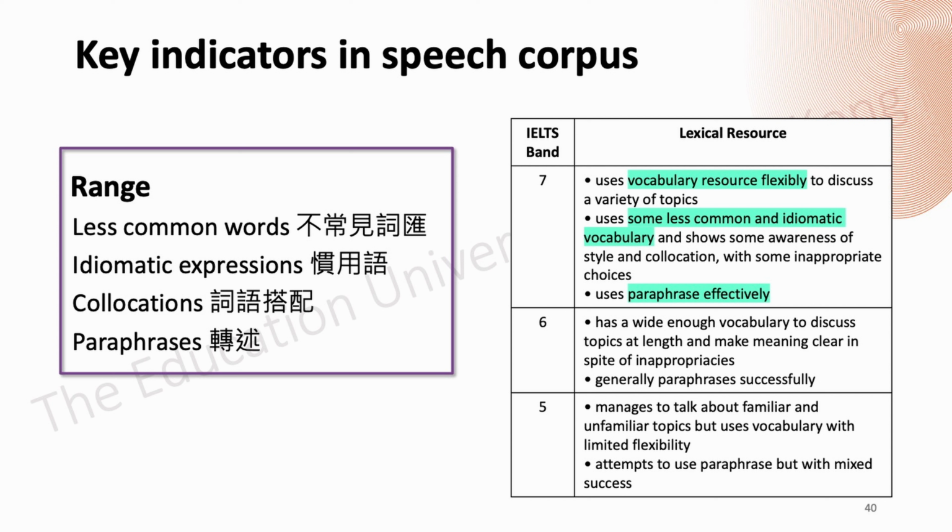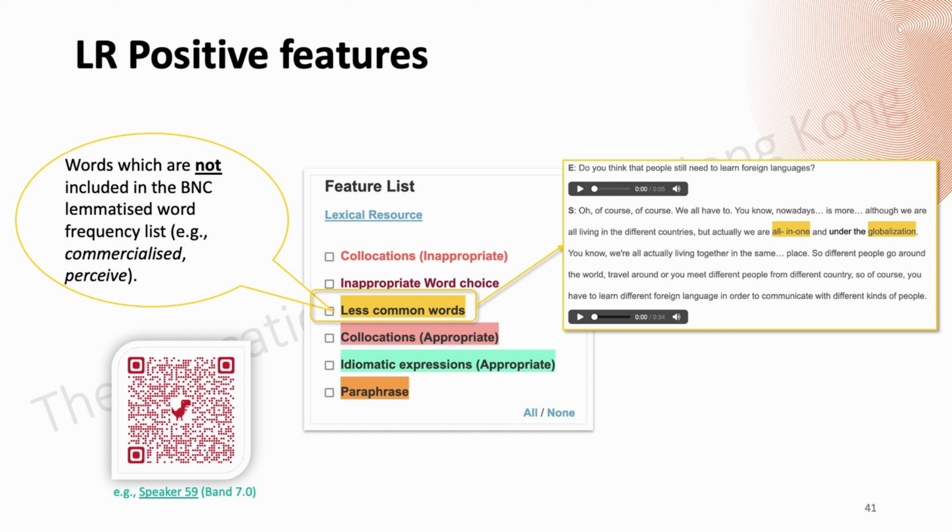Then, the last part for today is to have GPT-4o provide us feedback on lexical positive features. As a Band 7 candidate, you are expected to use vocabulary resource, some less common and idiomatic expressions, and paraphrase effectively and flexibly. The categories we used in corpus are less common words, appropriate idiomatic expressions, appropriate collocations, and paraphrases. Less common words are the words which are not included in a word frequency list developed based on the British National Corpus, BNC, such as commercialized, perceive, all-in-one, and so on.